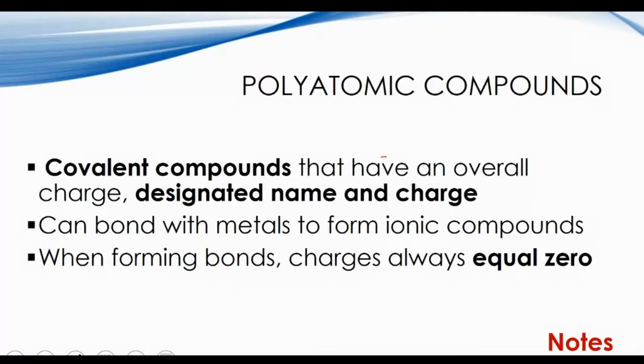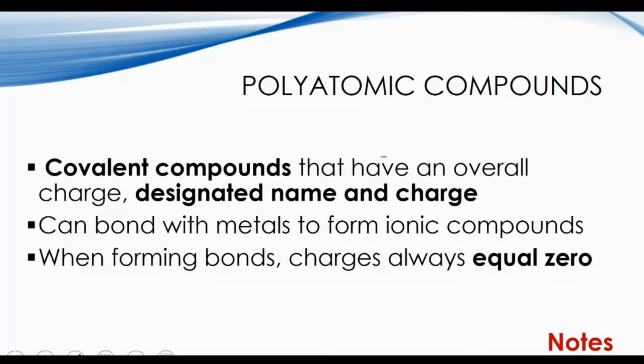Let's talk about polyatomic compounds, because all we've done so far is talk about ternary ionic compounds, which, like we said, are ionic compounds that have three or more different types of atoms in them. Every time we see a ternary ionic compound, we're going to observe a polyatomic.